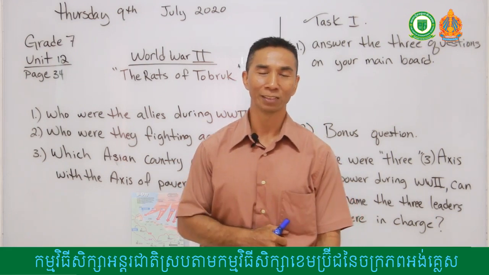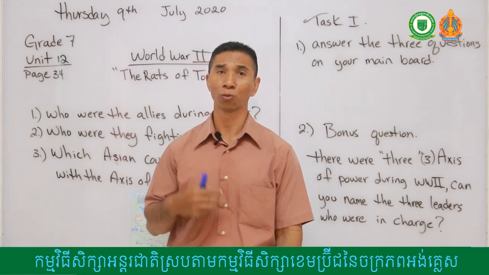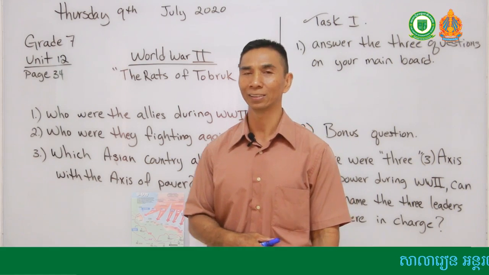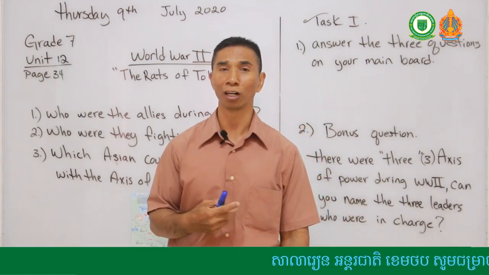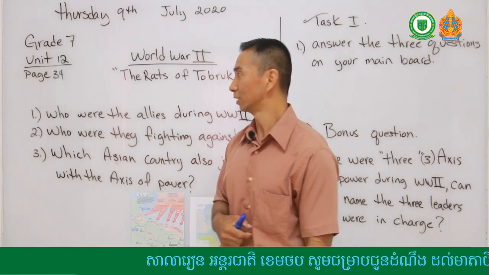If you do, please post something up on our Telegram post. Tell me what World War II is, when did it start, when did it end, who were the Allies, and who were the Allies fighting against. The enemy is also called the Axis Powers. We will learn that later in our discussions.